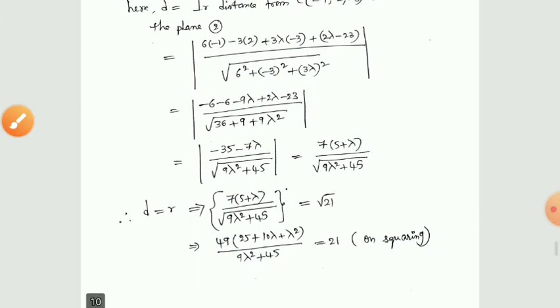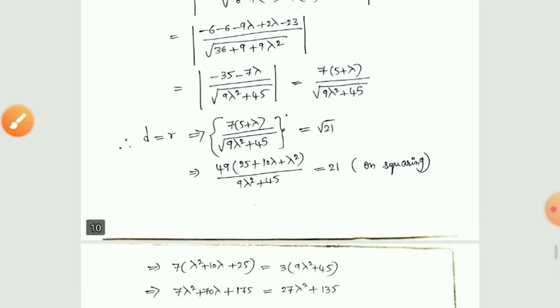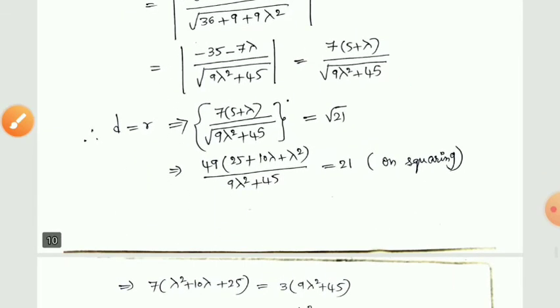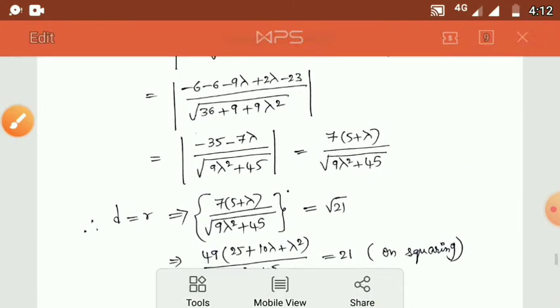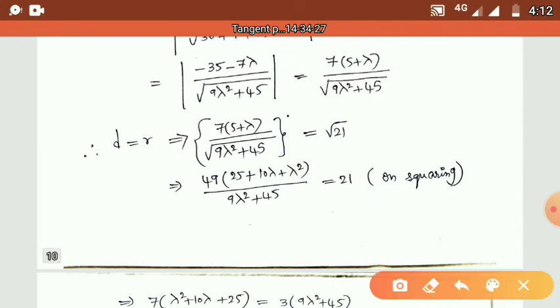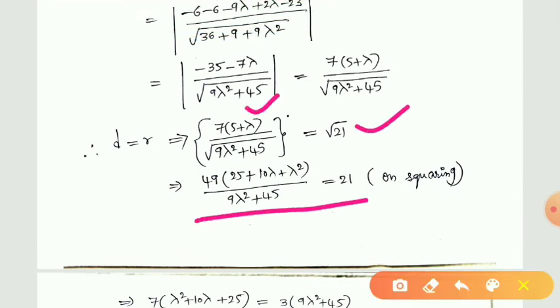On simplification of this, we will get like this, and finally we will get D like this. So we apply the condition that D is equal to R, because this plane is a tangent plane to the given sphere. By applying this condition D equal to R, we can write like this: this is D and this is R. On squaring both sides you will get like this.